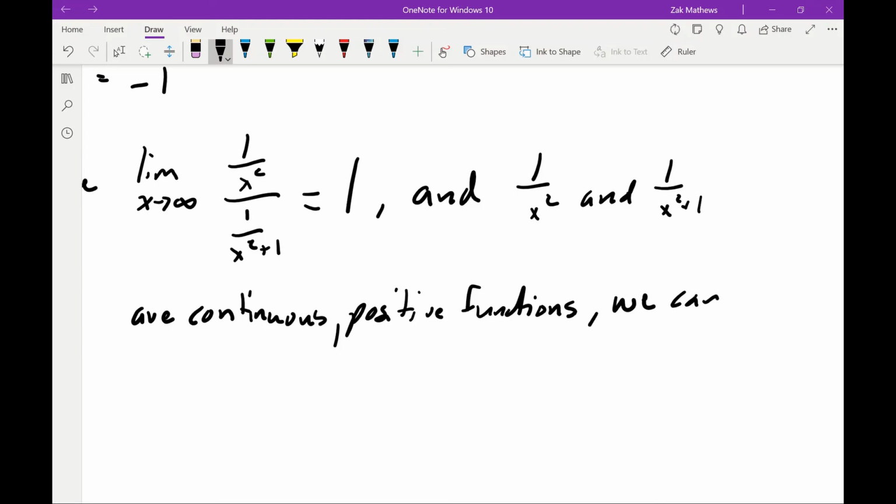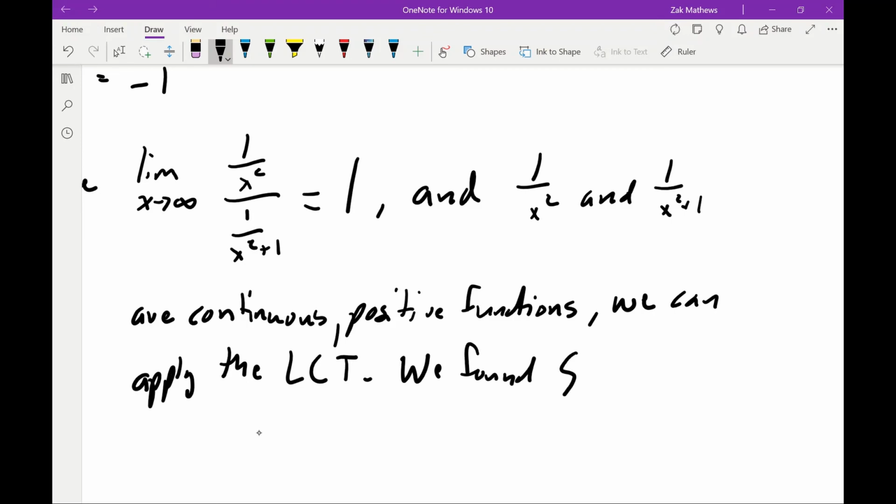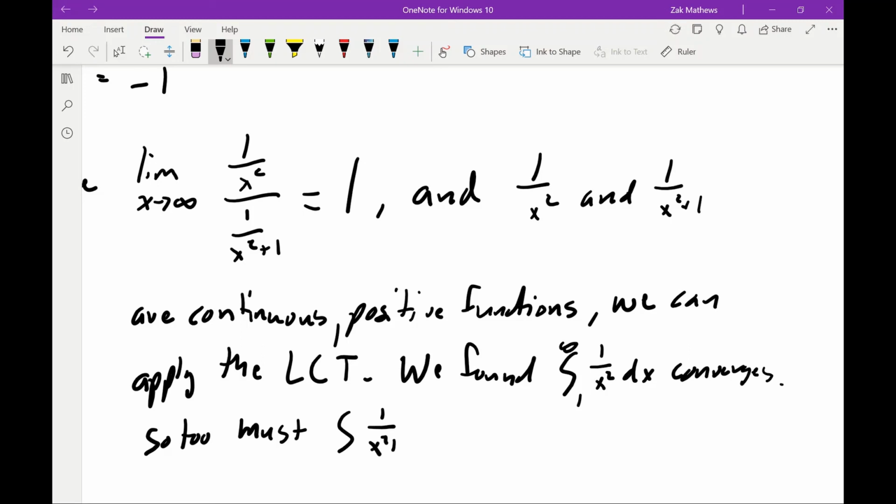We can apply the limit comparison test. We found the integral of 1 to infinity of 1 over x squared dx converges. So too must the integral of 1 over x squared plus 1 dx from 1 to infinity.